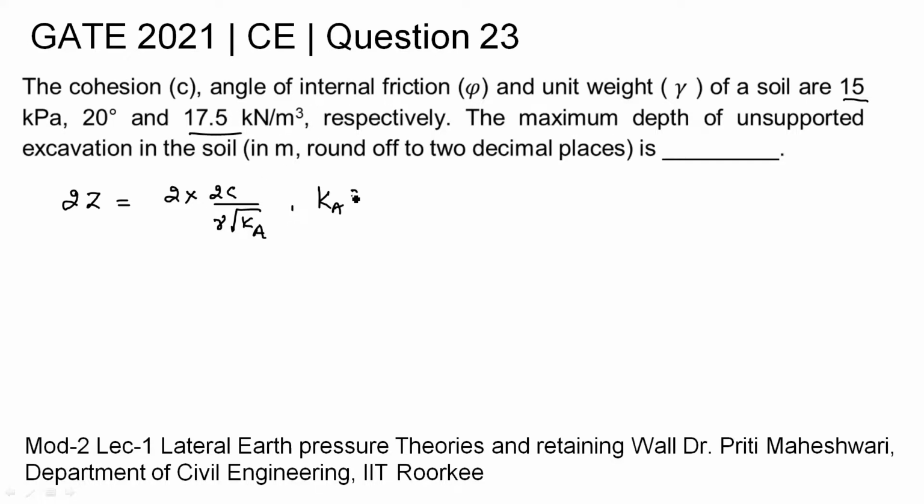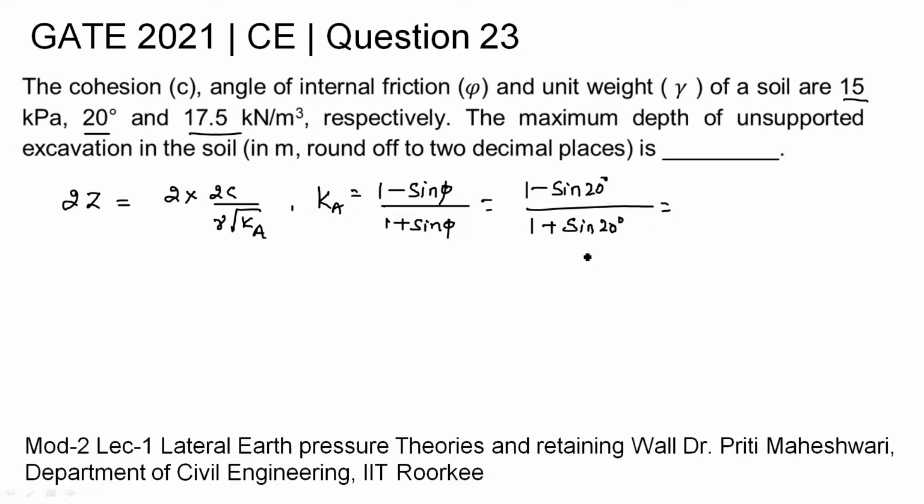Ka is equal to 1 minus sin phi by 1 plus sin phi. So put the value of phi, which is given in the question, 20 degree, that is 1 minus sin 20 degree by 1 plus sin 20 degree. Just solve this one, you will get K as 0.4903. This is the active earth pressure coefficient.